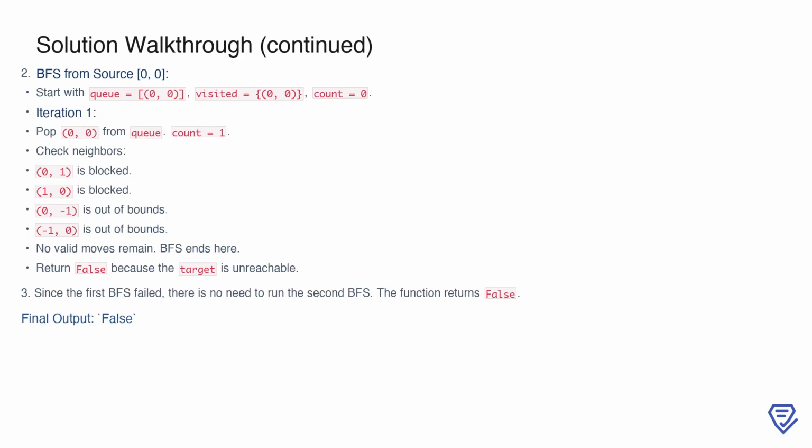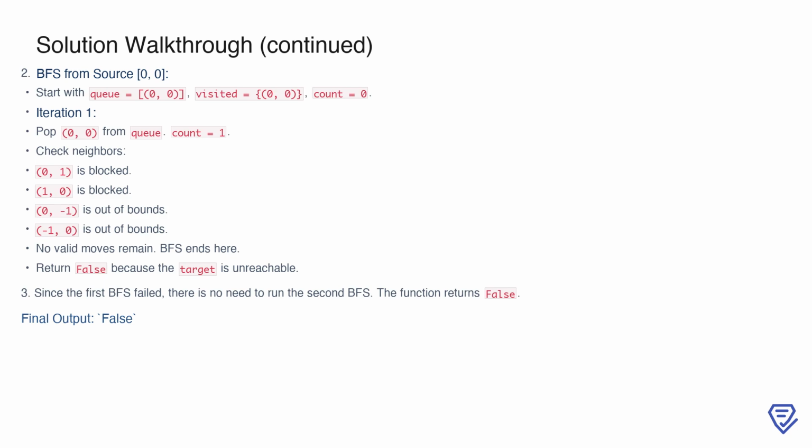Starting with the first BFS from the source, 0, 0, we initialize the queue with the source cell, mark it as visited, and set the exploration count to 0. In the first iteration, we dequeue the source cell, increment the count to 1, and check its neighbors. The neighbor at 0, 1 is blocked, as is the neighbor at 1, 0. The other two neighbors, 0, -1 and -1, 0, are out of bounds.